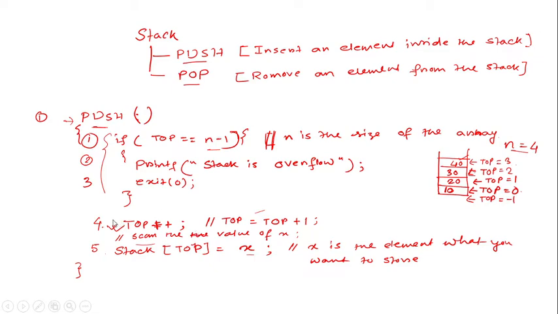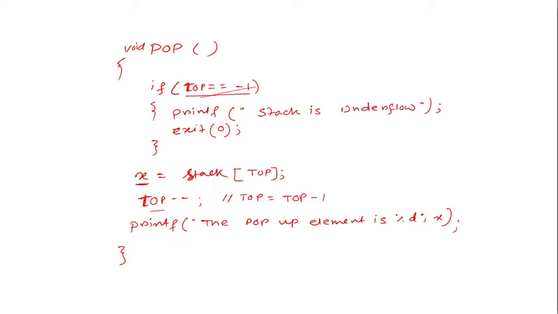So this is the push operation, and this is the pop operation. Whenever you want to do any pop operation, you need to check the value of top, because before removing anything you need to know whether any element is present or not. So you need to check if top equal to minus 1 or not. If top equal to minus 1, then stack is underflow, exit 0. If the stack is underflow, you can't do anything.